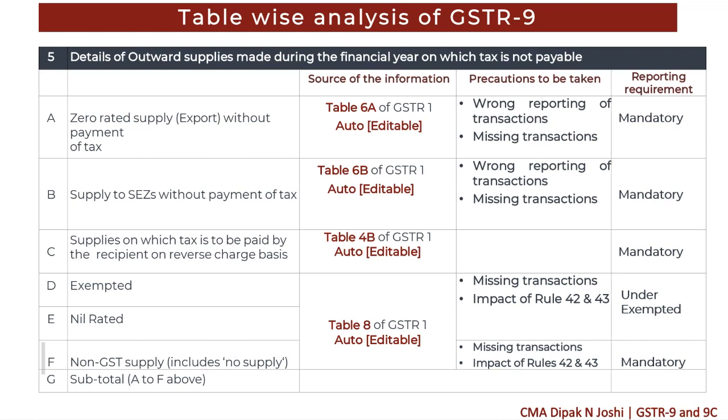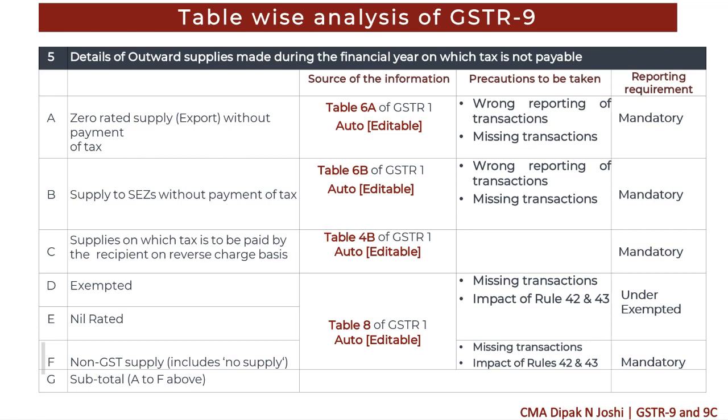So in that case, you are required to reverse the proportionate ITC, right? So whenever you are reporting this information in table 5D to 5F, you should also consider the appropriate amount that a registered person needs to reverse under Rule 42 and Rule 43 of CGST rules, right? So this is table 5. Table 4 is regarding taxable supplies on which tax is payable, whereas table 5 is regarding outward supplies on which tax is not payable.